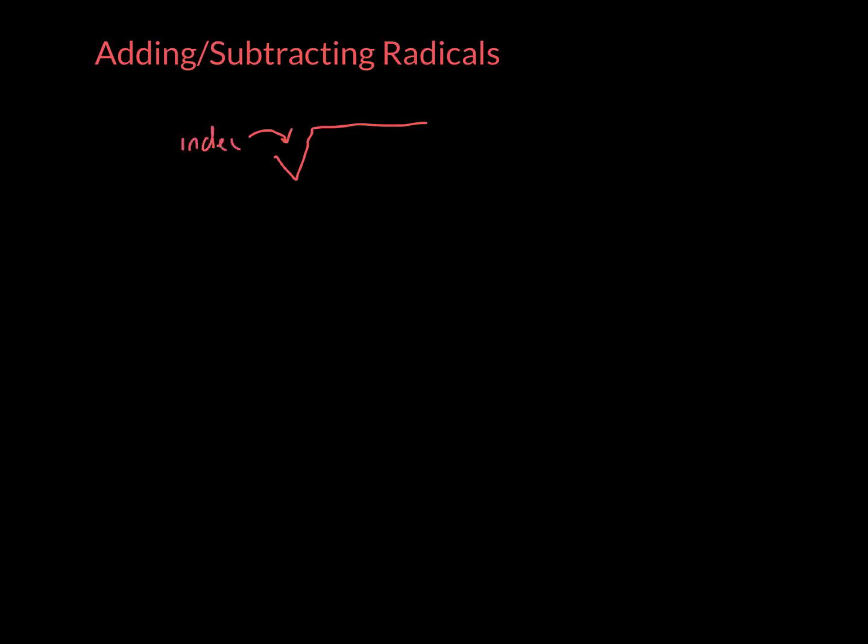So the index, if it's not written, that means the index is 2. They won't write that in there, just like you wouldn't write a 1 in front of x, you would just write x. So the 1's implied in front of the x. Also the 2, if it's not written, is implied in that little index there.